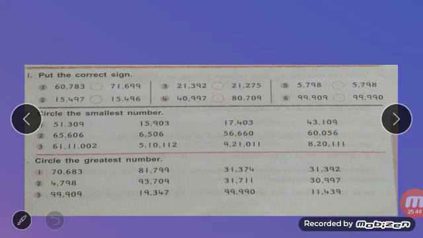Question 2, circle the smallest number. This is question 2. Now which one is smallest? Here you have to compare the whole row. Which one is smallest? This starts from 5. All the numbers have the same digits. All have 5 digits.